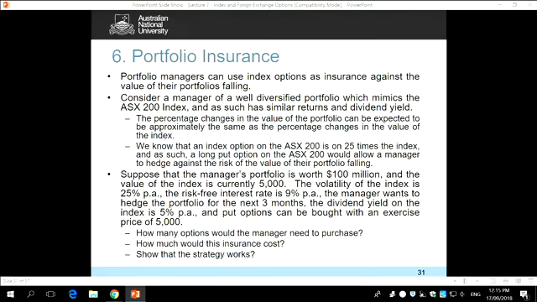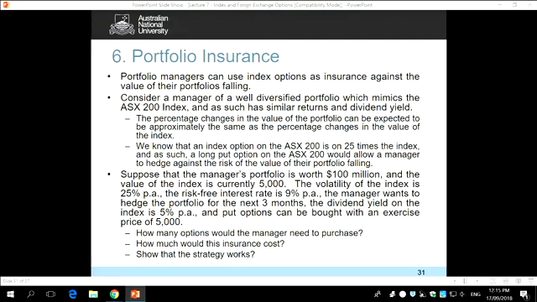So we've got a portfolio which mimics the ASX 200. It has similar returns and a dividend yield. So that means we can assume the beta is just 1. Okay, it's basically the same as the ASX 200. Index option on ASX is 25 times the index, so we have to multiply the points by $25. That's nice to get that in the question.